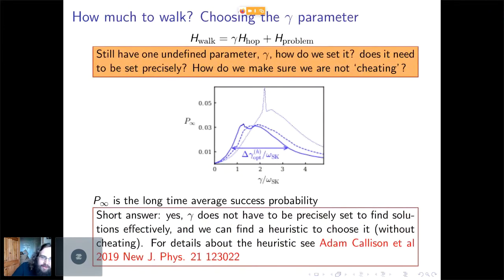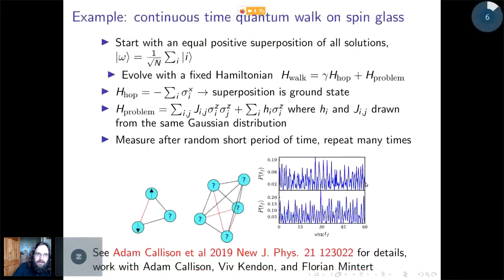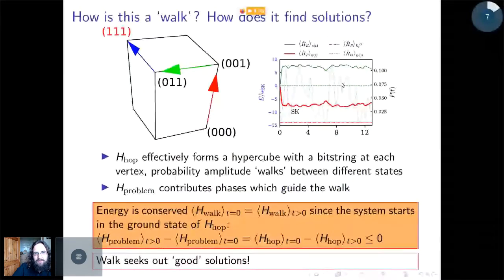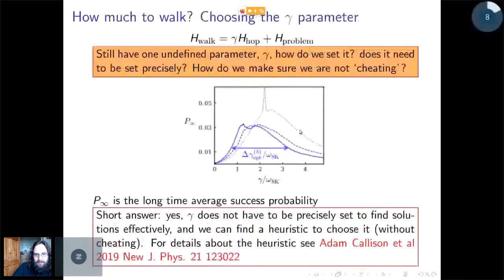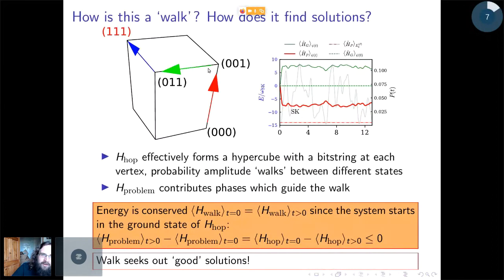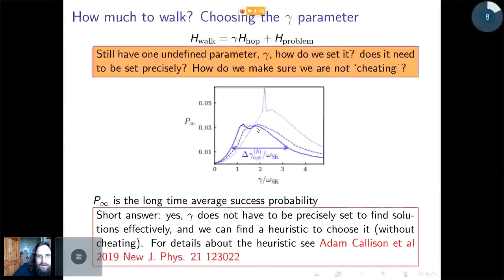Before we get on to that, let's talk a little bit more about this paper. One thing you've noticed here is there's a question of how much hopping we do. How much do we hop because of this Hamiltonian? Basically, how strong do we make it? How strong do we make the moving across the edges of this hypercube versus the phase you get at each vertex? And does it need to be chosen very carefully?